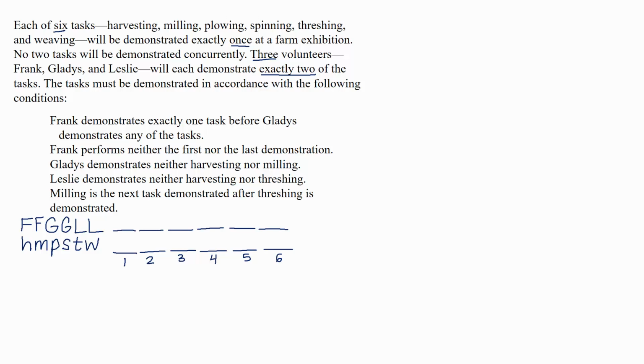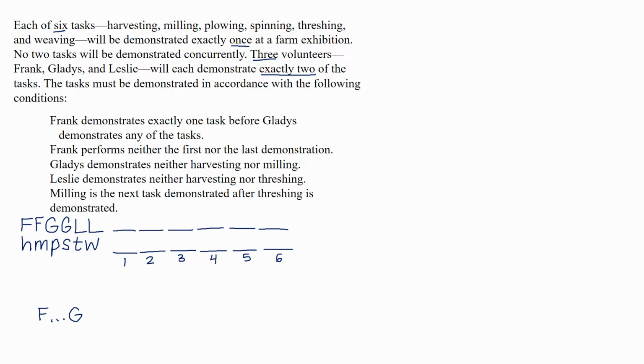Our first rule is that Frank demonstrates exactly 1 task before Gladys demonstrates any of the tasks. They're kicking us off with a difficult rule right off the bat. This is an ordering rule. We have total 2 Frank tasks and 2 Gladys tasks. So let's think about how to do this. If we only had 1 Frank and 1 Gladys task, the rule would be F sometime before G.